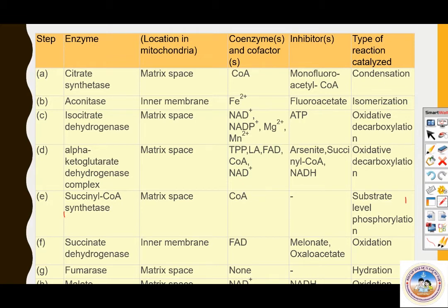Aconitase, what is it doing? It is helping in isomerization. Isocitrate dehydrogenase is helping in oxidative decarboxylation. Alpha ketoglutarate dehydrogenase complex, what is it doing? Oxidative decarboxylation. Succinyl CoA synthetase, what is it doing? Substrate level phosphorylation. Succinate dehydrogenase is helping in oxidation. Fumarase is helping in hydration. Malate dehydrogenase is helping in oxidation. Am I clear to you? So these are the important types of enzymes.